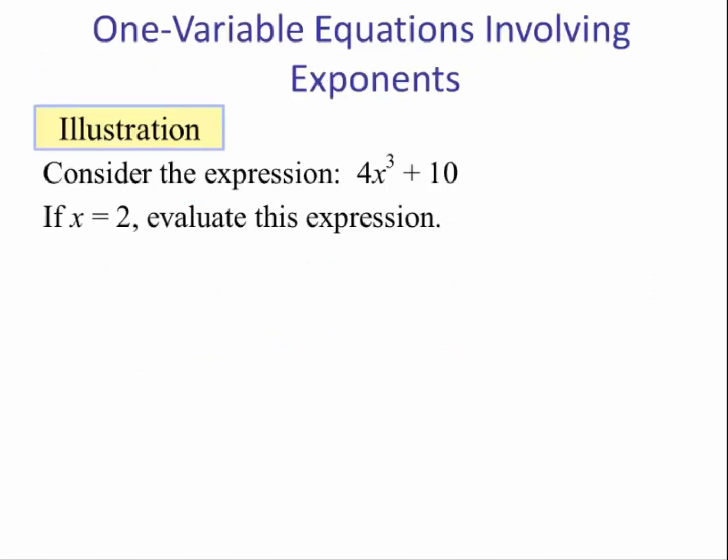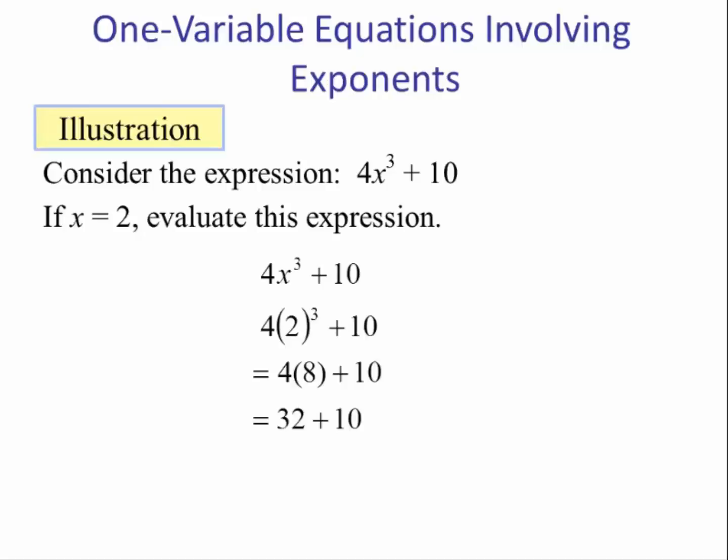Illustration: consider the expression 4x cubed plus 10. If x is equal to 2, evaluate this expression. Well, to evaluate, we take 2, and everywhere we see an x in the expression, we substitute a 2. Following the order of operations, we do exponents, next we multiply, and finally we add. So 2 cubed is 8, 4 times 8 is 32, and 32 plus 10 is 42.